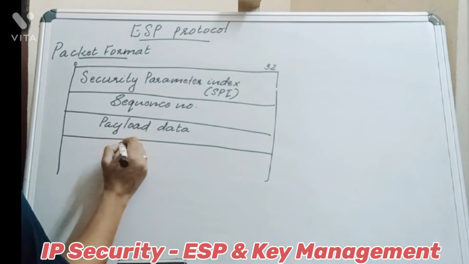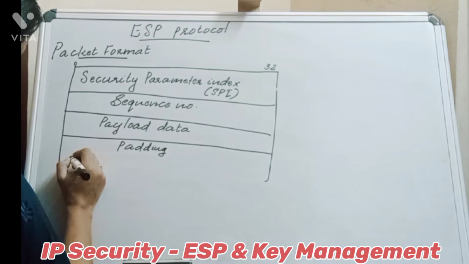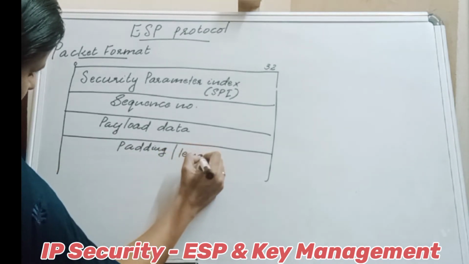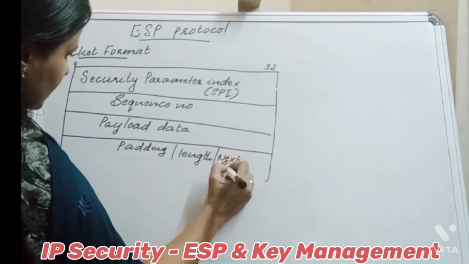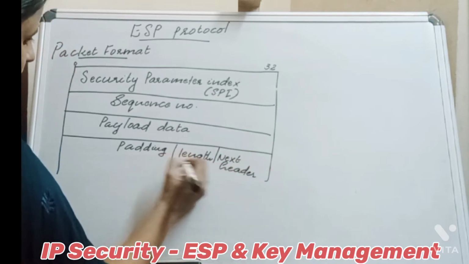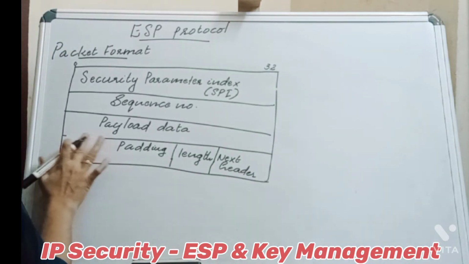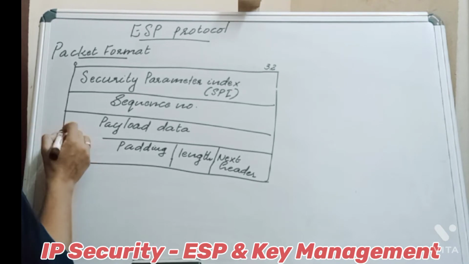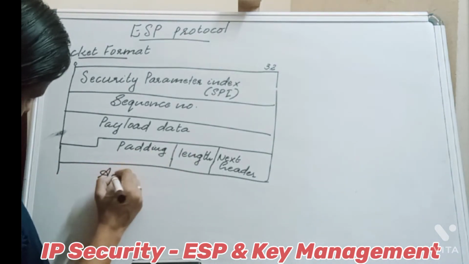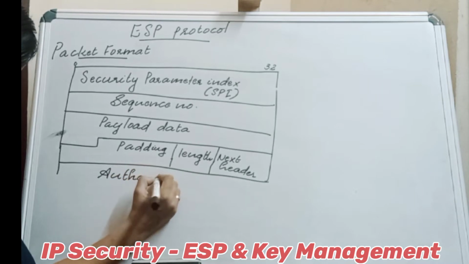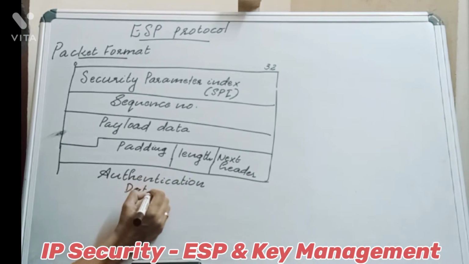The next fields are padding length and next header. The last field is authentication data, which is an optional field.